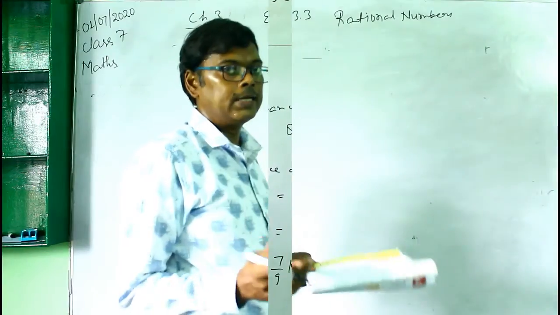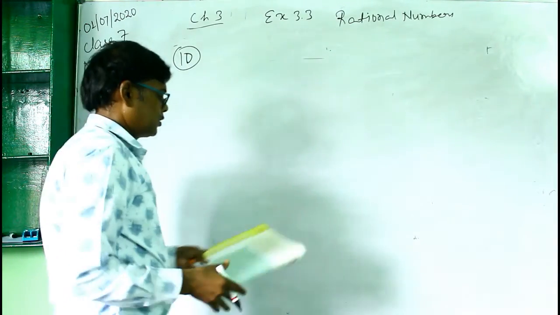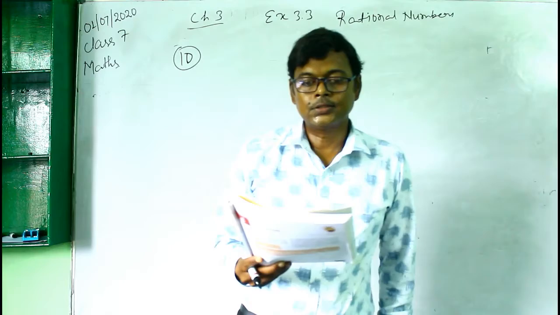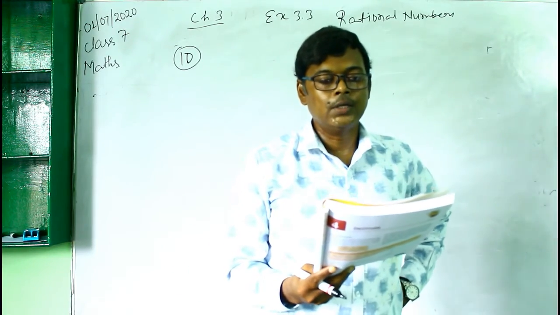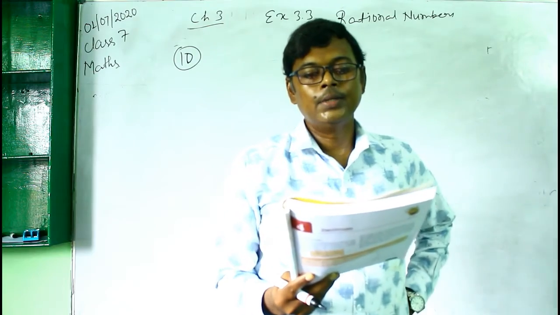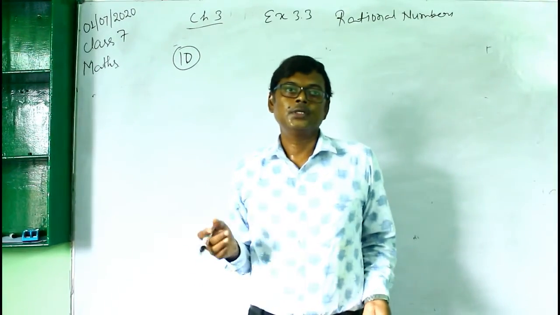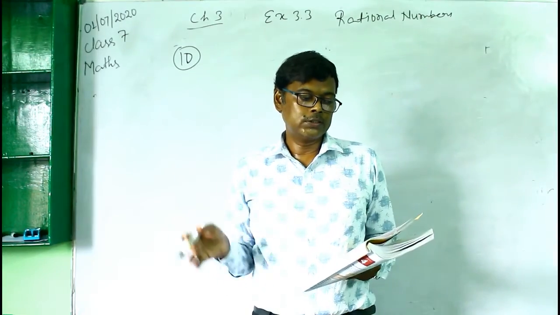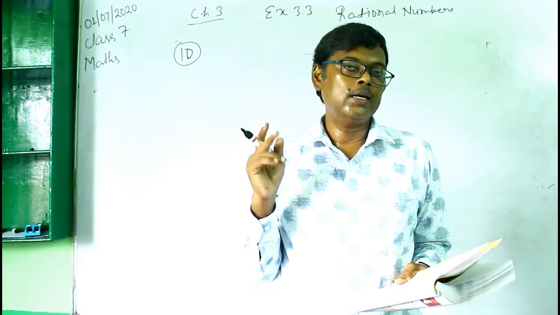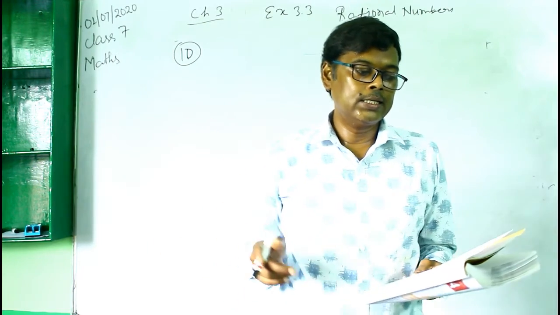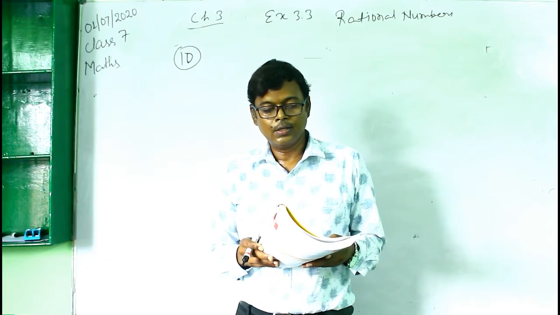Okay, question number 10 I will do. In this, two pieces of lengths 9/11 meter and 13/22 meter are cut from a 2 meter long rope. There is a long rope whose length is 2 meter, and from that 2 meter, two pieces have been cut. One piece has length 9/11 meter and the other piece has length 13/22 meter. So what do we have to do here? What is the length of the remaining rope?